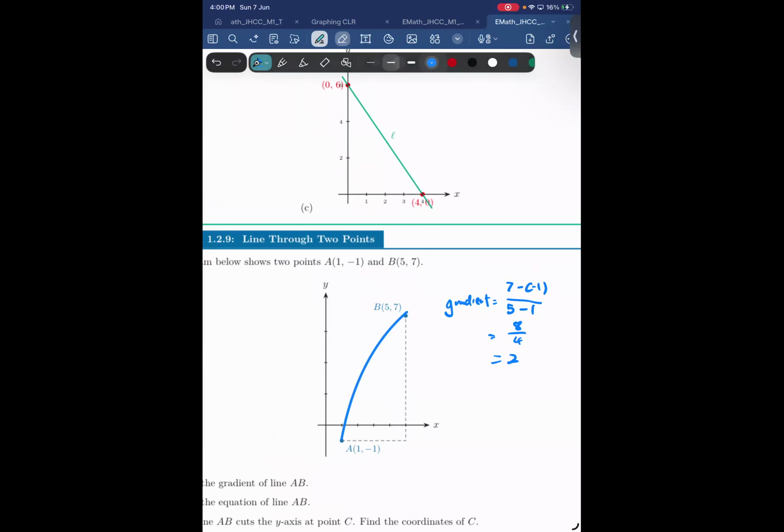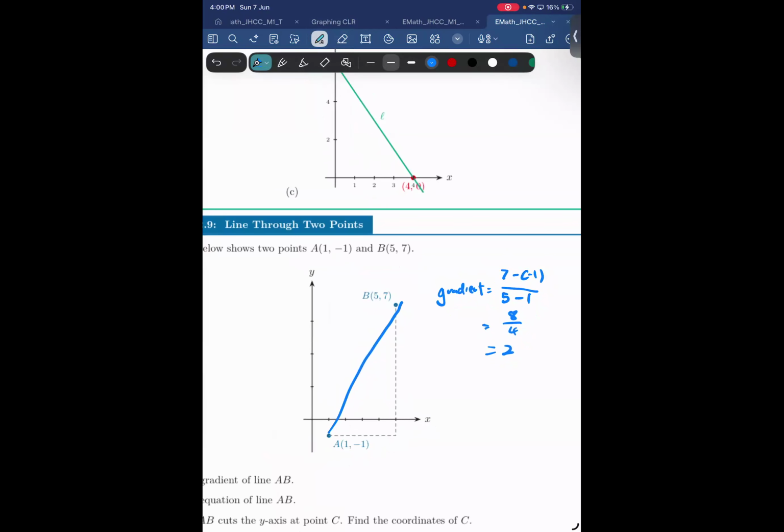Your gradient will be positive, to verify, if your x increases and y increases. Then the equation of line AB. We can use the point-gradient form, which is y minus y1 equals m times x minus x1. In this case, we use 1 comma minus 1 as our x1, y1. So y minus y1, which is y plus 1, equals 2 times x minus x1, so it's x minus 1. So y plus 1 equals 2x minus 2, which means y equals 2x minus 3.